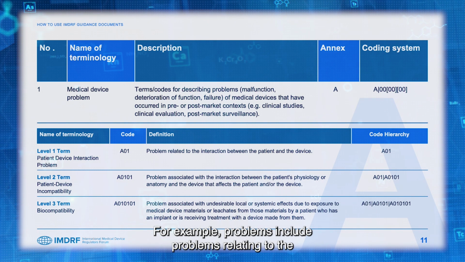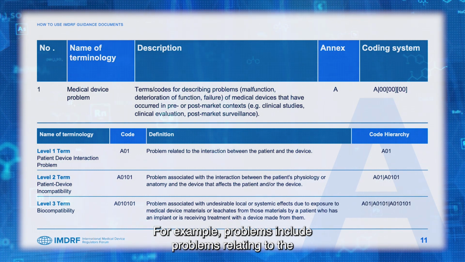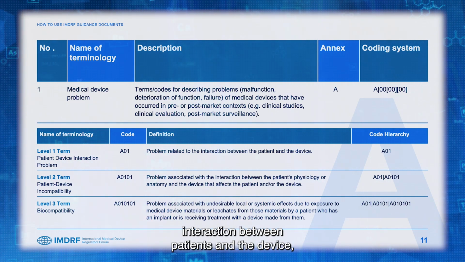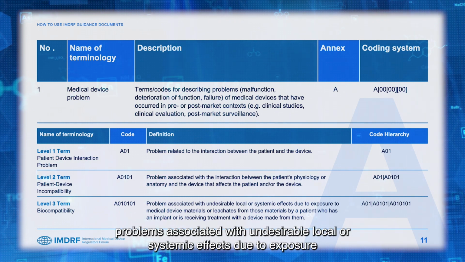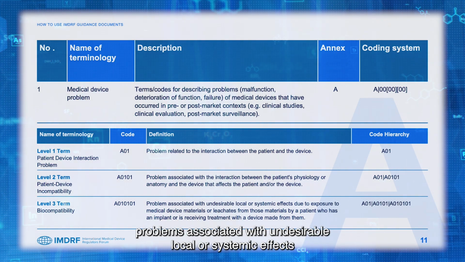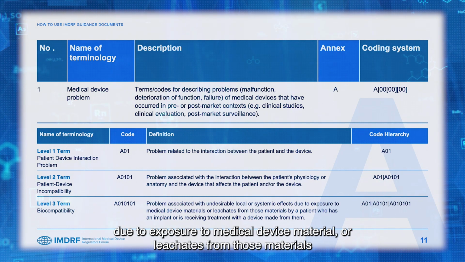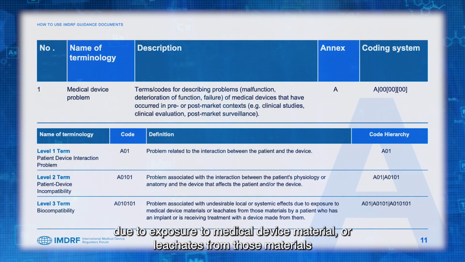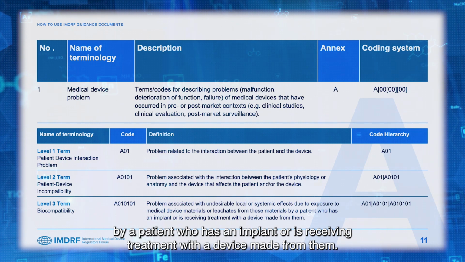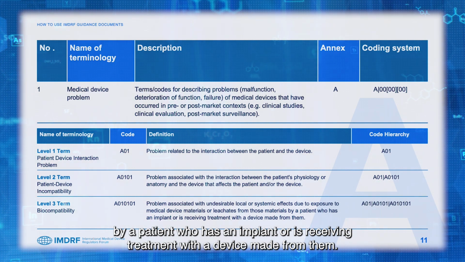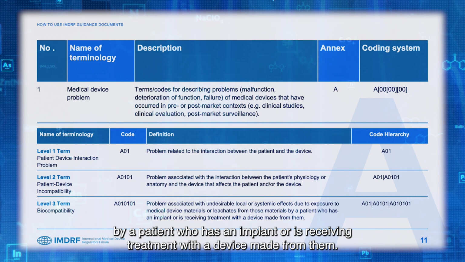For example, problems include problems relating to the interaction between patients and the device, problems associated with undesirable local or systemic effects due to exposure to medical device material or leaches from those materials by a patient who has an implant or is receiving treatment with a device made from them.